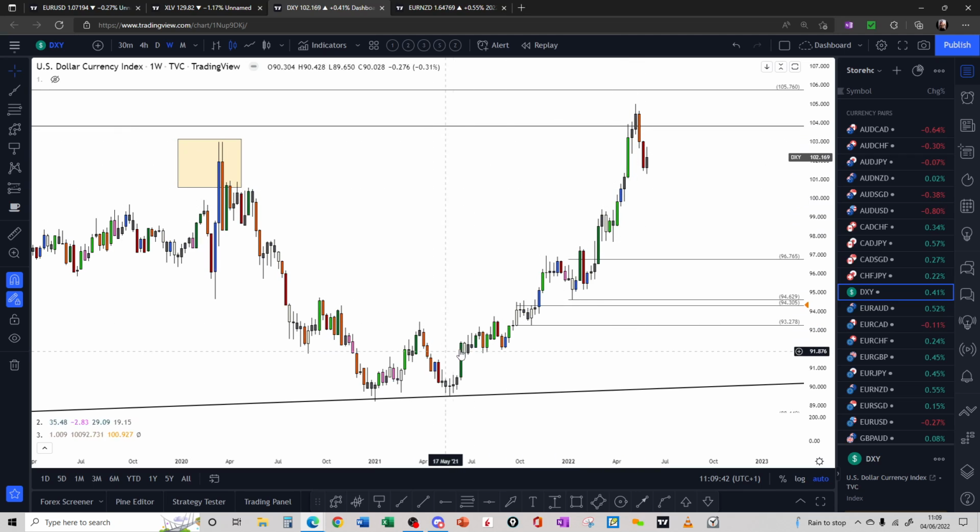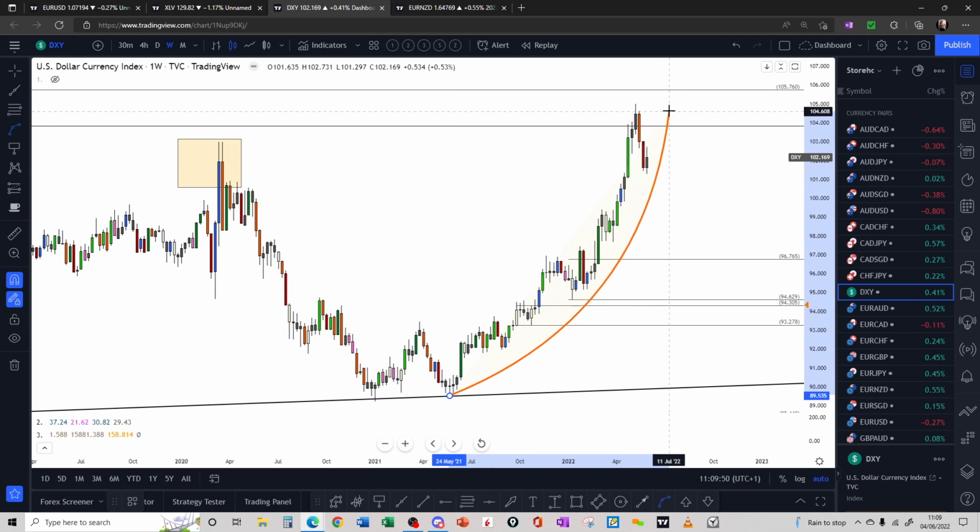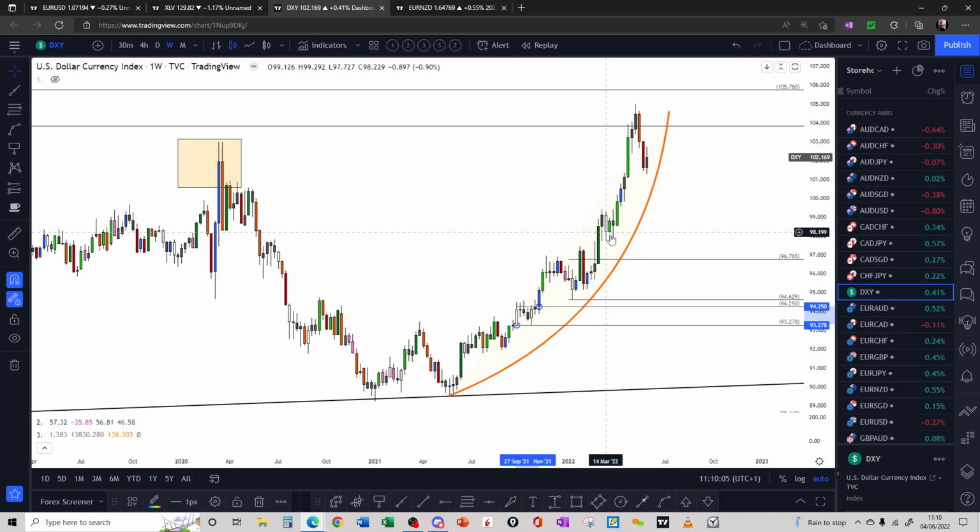So on the weekly, we can see again quite a parabolic move. I don't know that anyone would argue this has been a parabolic move in the US dollar, right? So levels that we're looking at on the weekly, you can see those levels there. That's a really decent looking one. That one is off of the weekly itself, and so is that one.